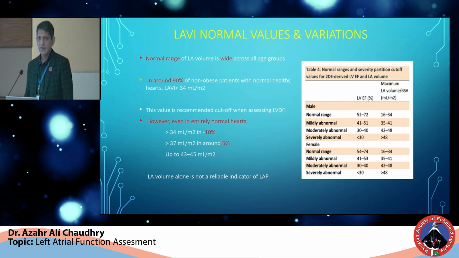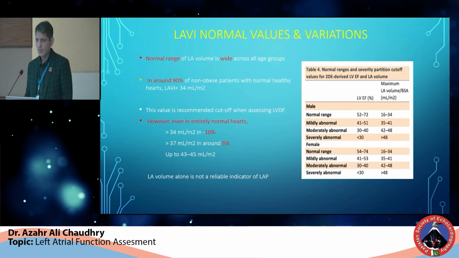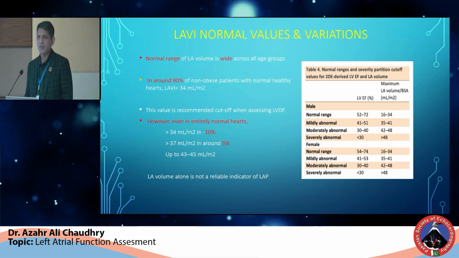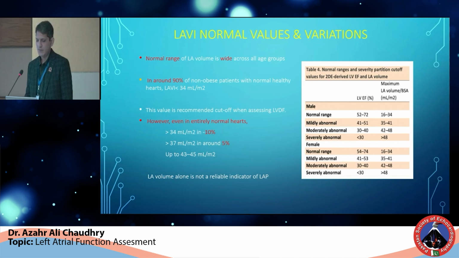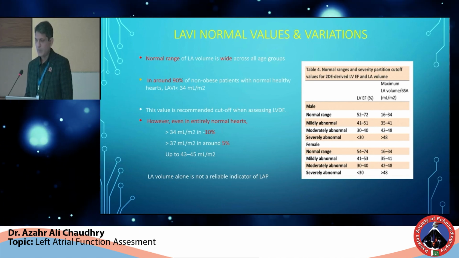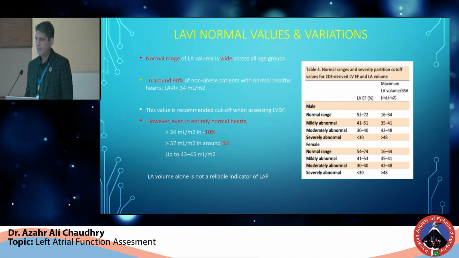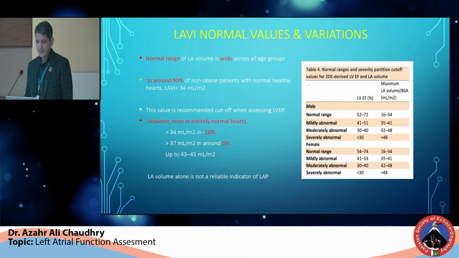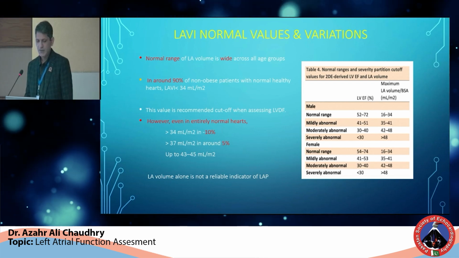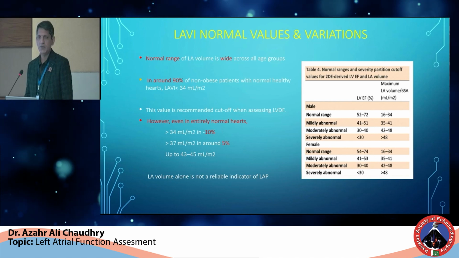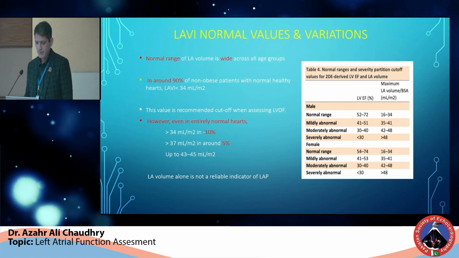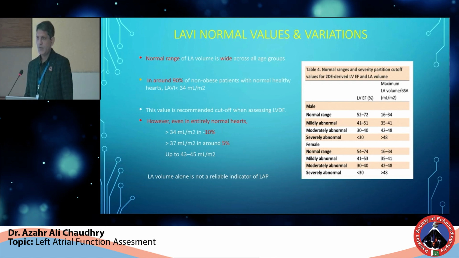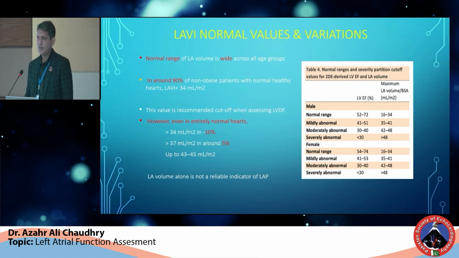However, there is a variation even in entirely normal hearts. Like 10% of the people may have a left atrial volume index more than 34 ml per meter square. About 5% may have the left atrial volume index more than 37 ml per meter square. And there are studies which show that up to 43 to 45 ml per meter square of the indexed LA volume may be present in the normal population. LA volume is not a reliable indicator of left atrial pressure.